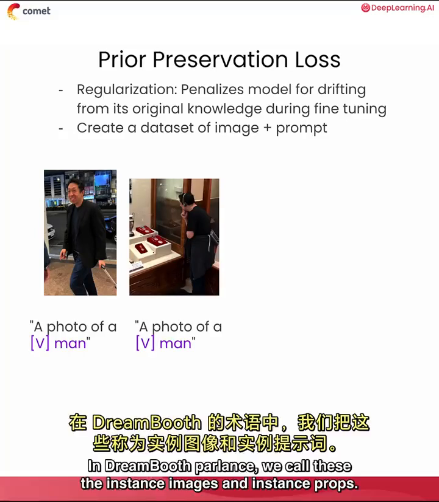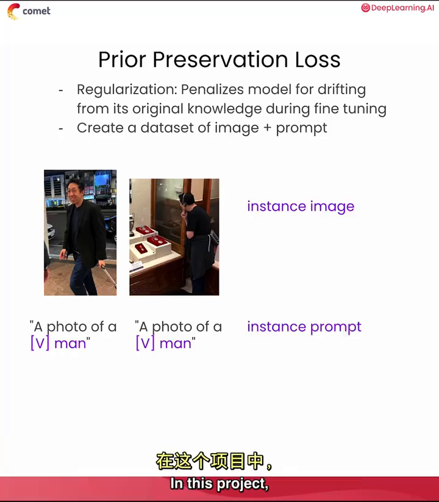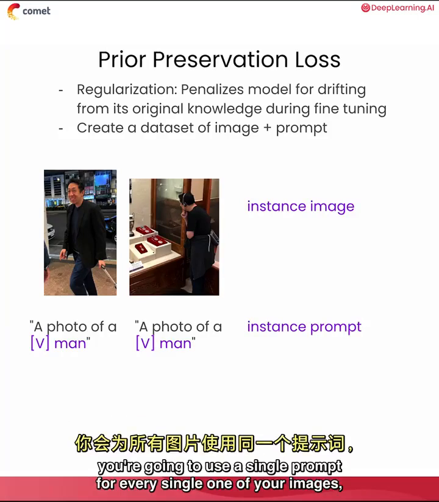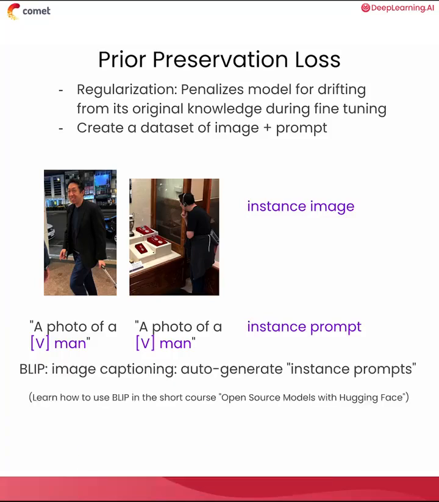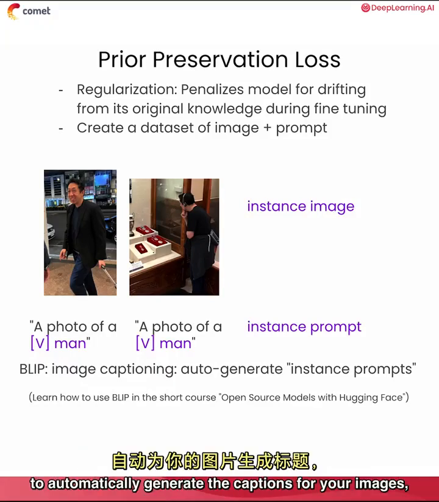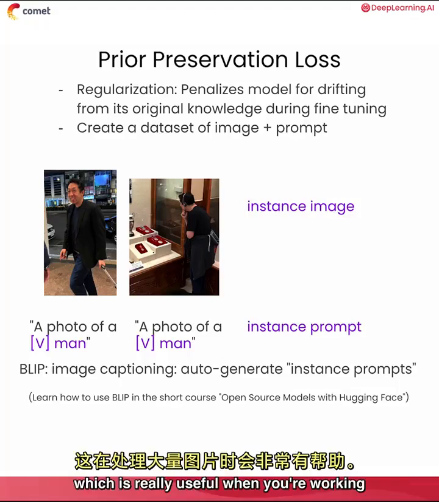In DreamBooth parlance, we call these the instance images and instance prompts. In this project, you're going to use a single prompt for every single one of your images, but you should experiment with writing custom prompts for each image. You can even use a model like BLIP to automatically generate the captions for your images, which is really useful when you're working with a larger number of images.